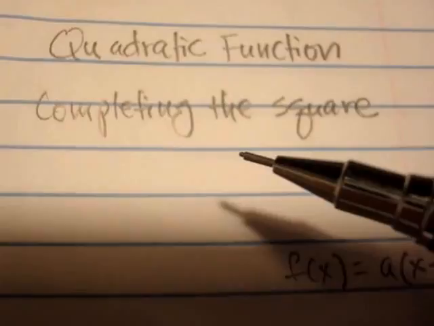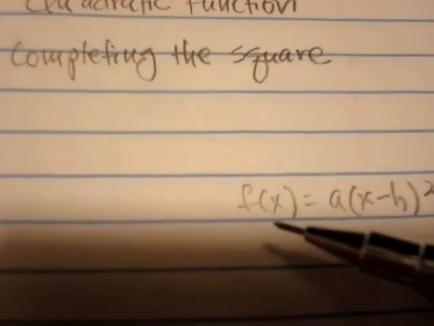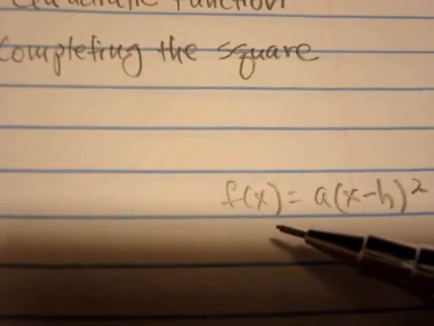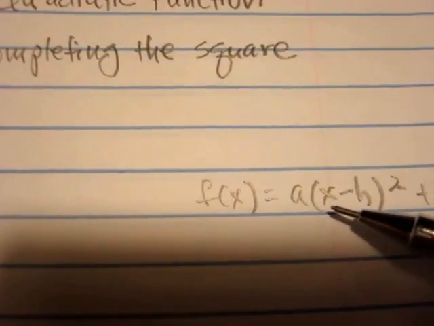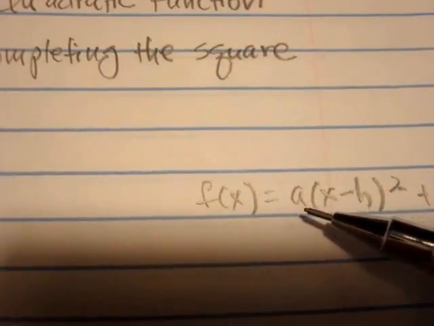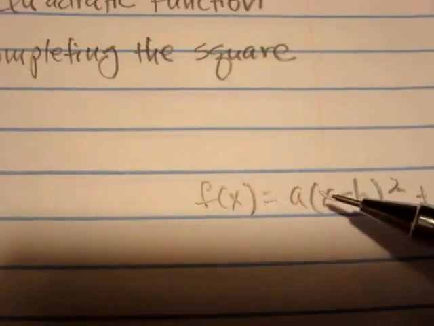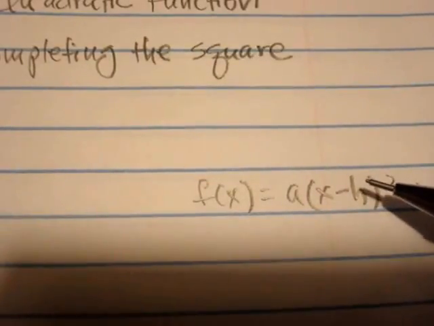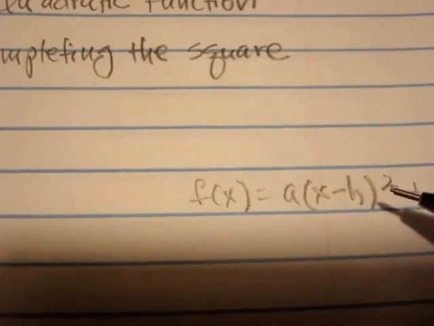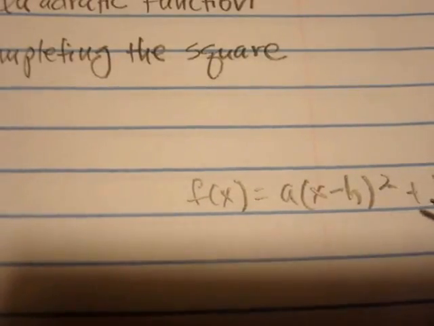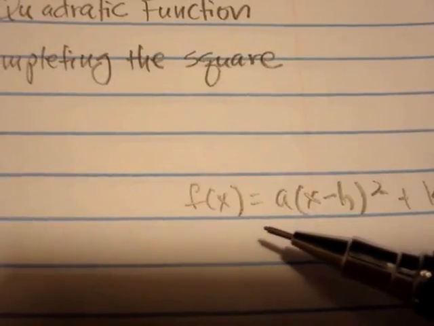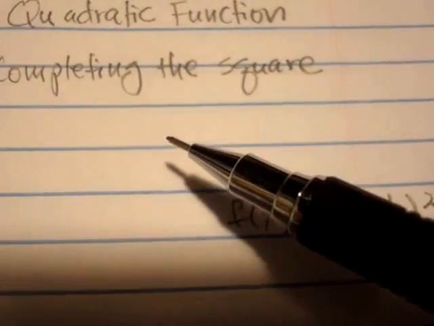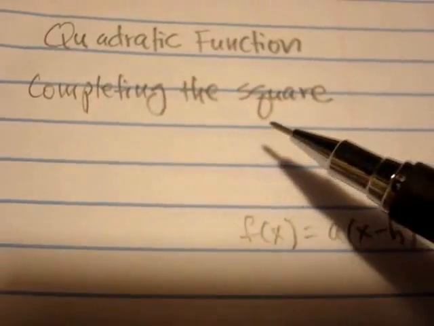You use completing the square when they ask your answer to be in the form f of x equals a times (x minus h) raised to the second power plus k. If they want the answer in this form, you need to use the method of completing the square.